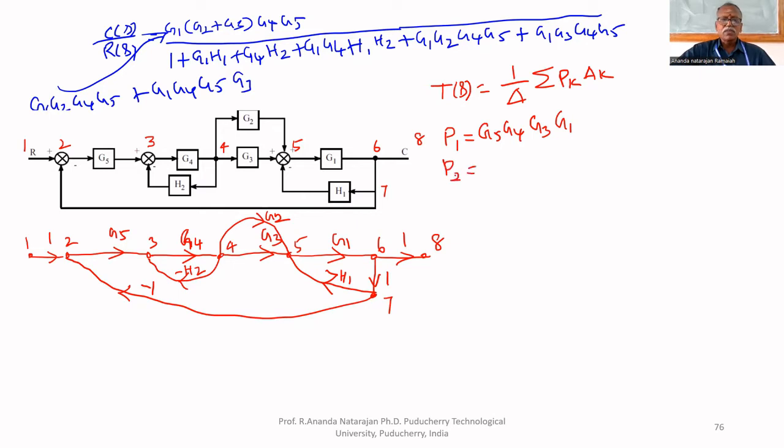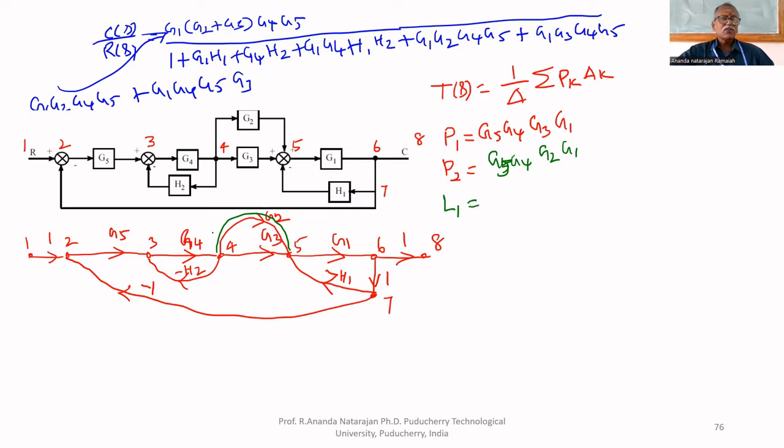Another forward path, P2, is the circular path. We have to go through this path instead of this path. So P2 equal to G5, G4, G2, G1. Only 2 forward paths. Then we have to find the delta. To find delta, we need the loops.